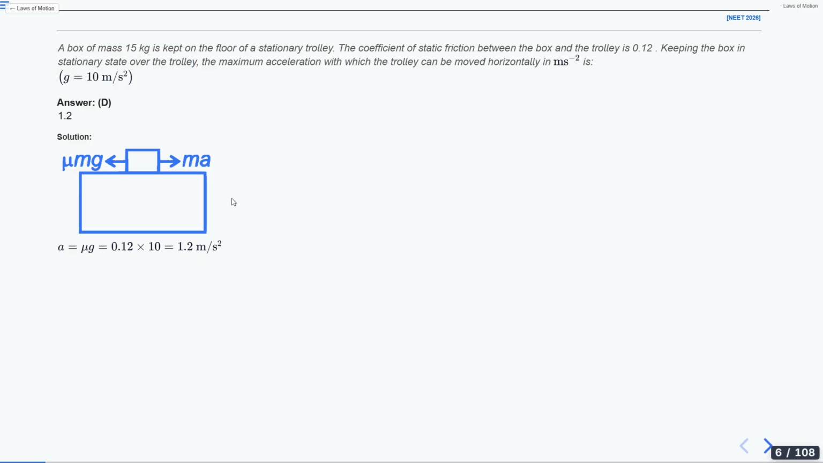M and m will cancel out, so the acceleration will be mu times g. The value of mu is 0.12 and the value of acceleration due to gravity is 10 meter per second square. So 0.12 into 10 will give me 1.2 meter per second square, and this was the answer. This question was asked in NEET 2026.